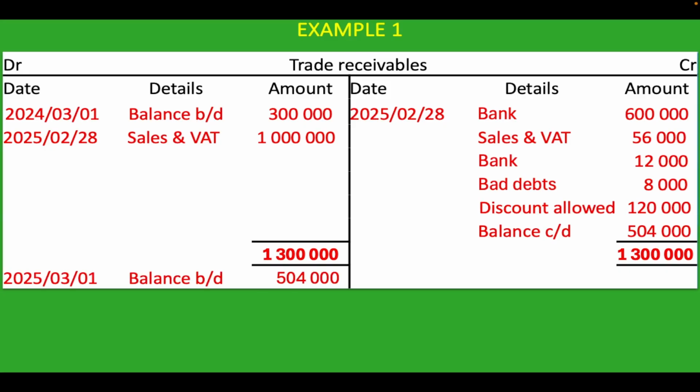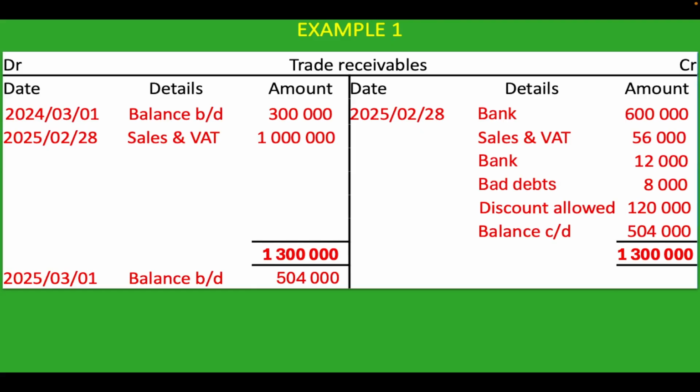And here's how it's going to look. 1st of March 2025, balance brought down 504,000 rand. So meaning if we're going to do our trade receivables account for the next financial year, we're going to start with the balance brought down of 504,000 rand as at the 1st of March 2025. And you should know this if you checked out that lesson that I alluded to earlier, or the first lesson that we did on the trade receivables T account.